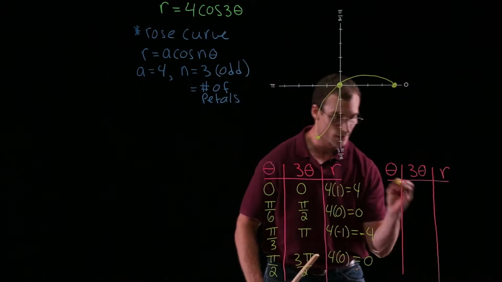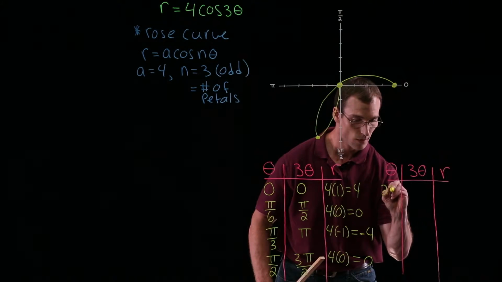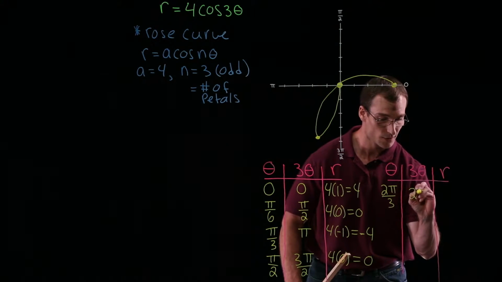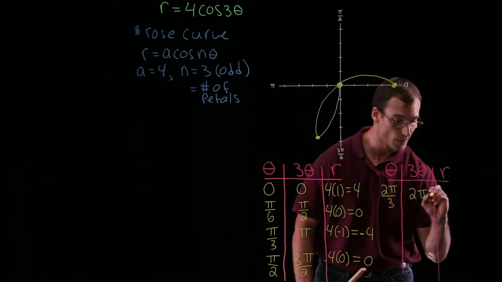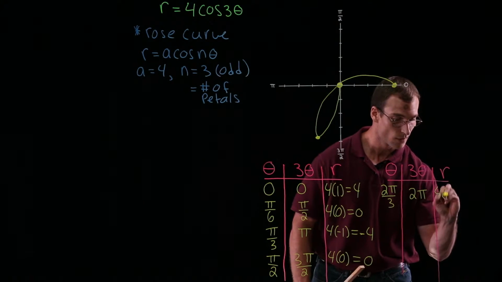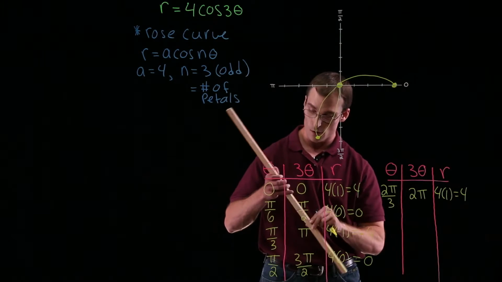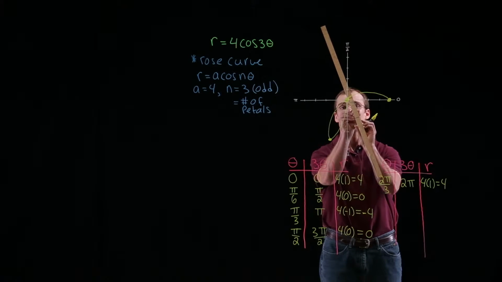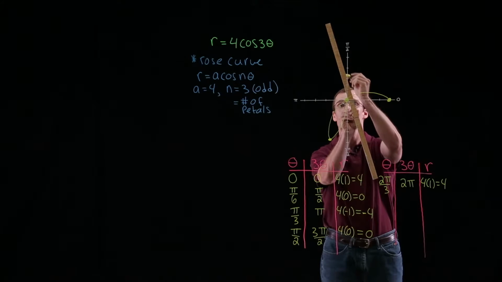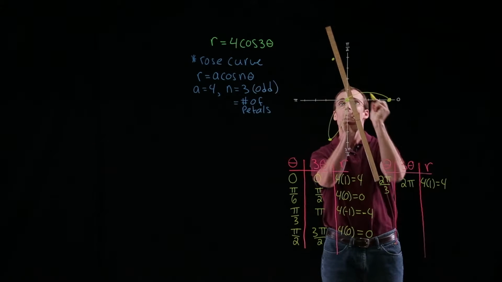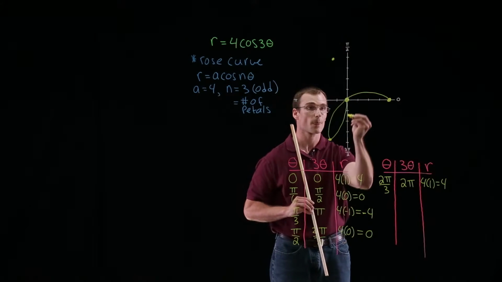So our next value of theta would be, say, 2 pi over 3, and 3 times that just gives us 2 pi, and cosine at 2 pi is 1, so r is 4 times 1, or 4. So at angle 2 pi over 3, theta is going up 2 pi over 3, and we're going to go a distance of +4 out along that angle.